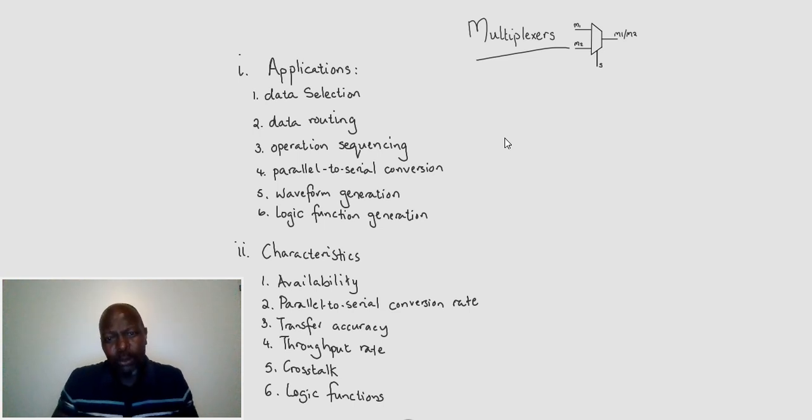Now we are looking at the characteristics. Obviously, if you are going to be switching from one set of data to another set of data, the conversion rate will also be very important, whether it delays too much. Then the transfer accuracy: is our data affected during this transfer? Then the throughput rate: what is the margin of error when we move from one data to another?